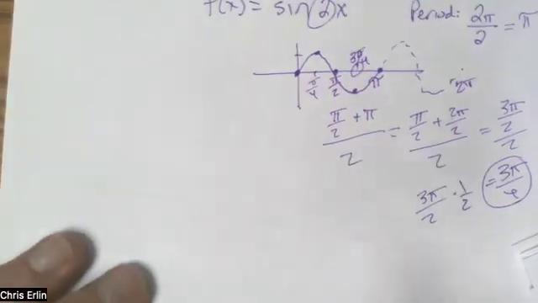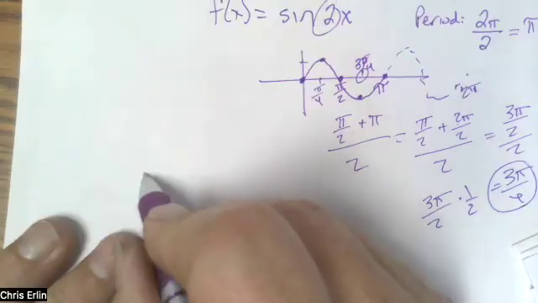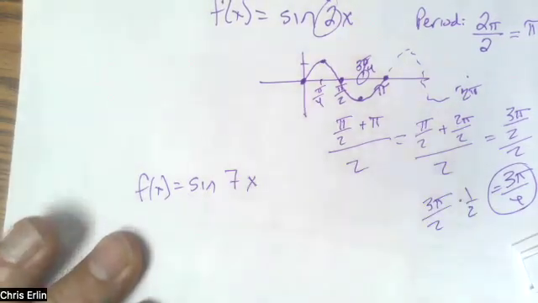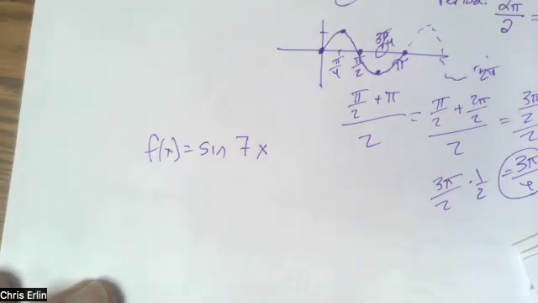Even if it's some crazy thing. Let's say that we're doing f of x equals sine of 7x. In terms of period, that's going to be as crazy as we get. What's our period?